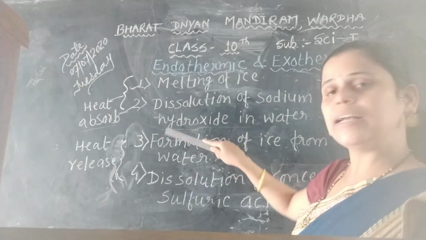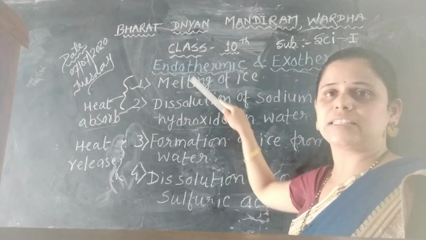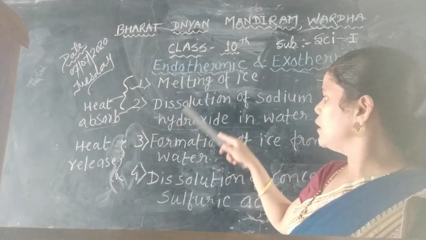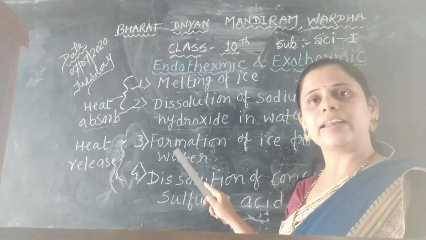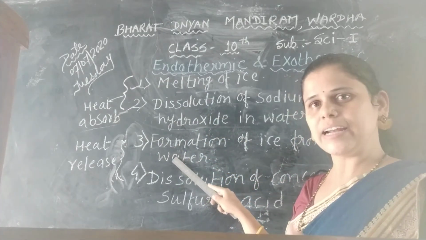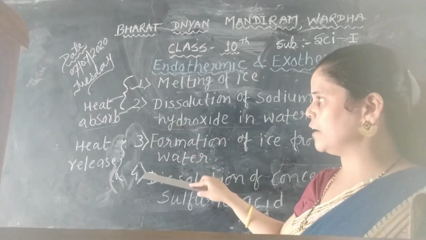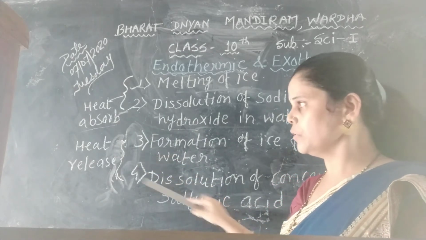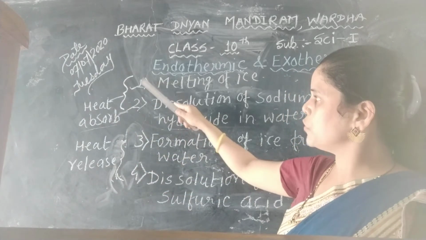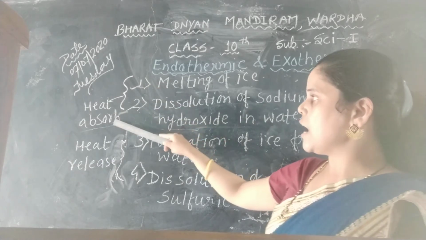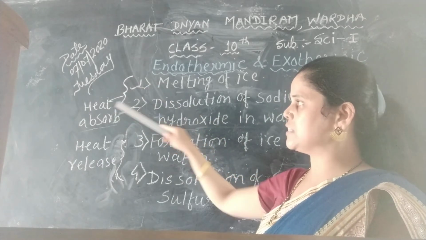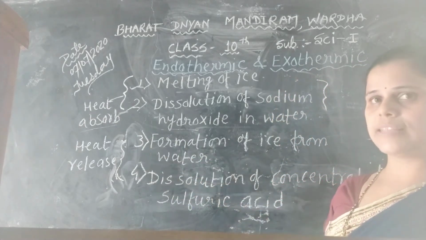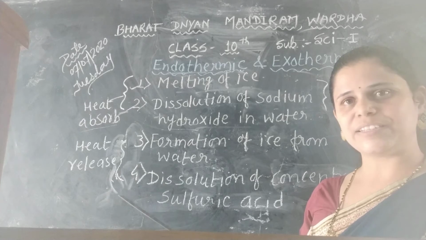So these 1 and 3 are two different examples. In the first example, heat is absorbed, and in the third example, heat is released from the water. Understand? Same as examples number 2 and 4. In example number 2, heat is absorbed, and in example number 4, the heat is released. So in the first two examples the heat is absorbed, and in examples 3 and 4, the heat is released.